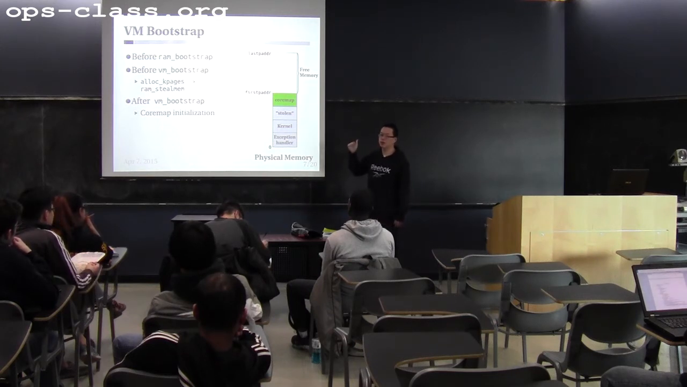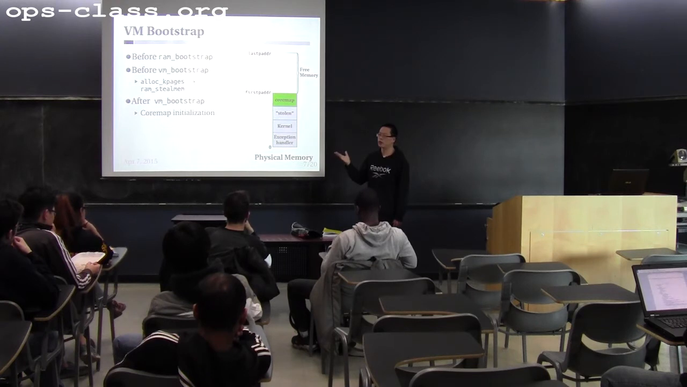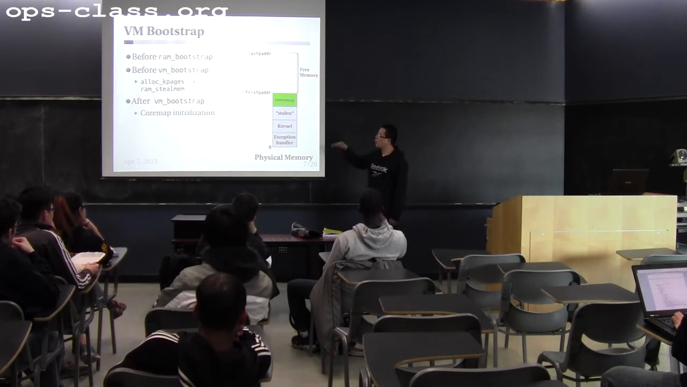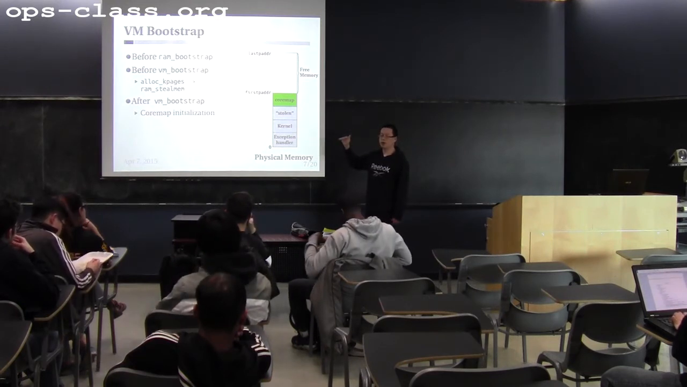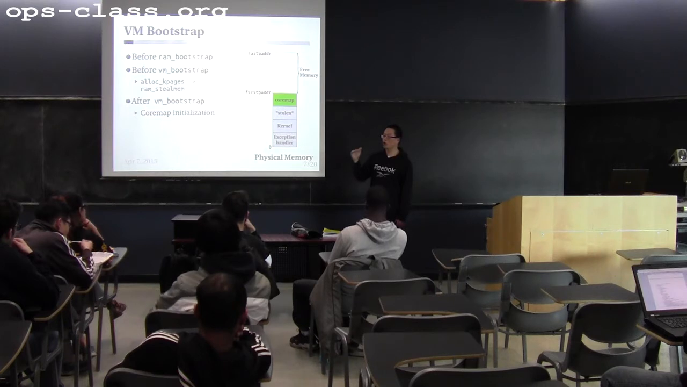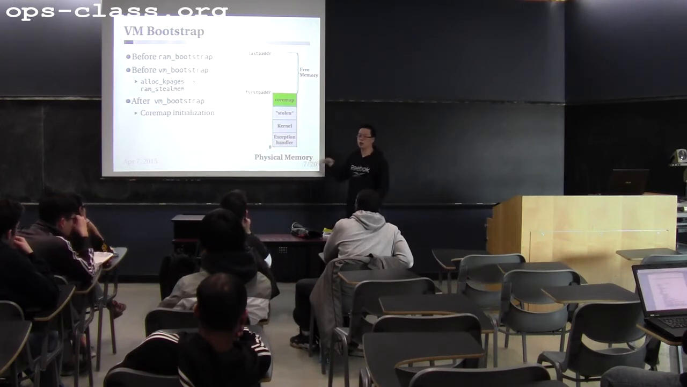So if you go over this process, you will find that you need some information to know. For example, inside alloc_kpages, that function can be called before VM bootstrap or after VM bootstrap, right? If that function is called before VM bootstrap, there's really not much you can do about it. You just do what dumbvm does, which is you call ram_stealmem to serve the request and give some physical memory for other parts to use. Once VM bootstrap gets called, then when alloc_kpages gets called, instead of calling ram_stealmem, you should do something smarter, like consult the coremap to figure out what physical memory is available for you to allocate, right?